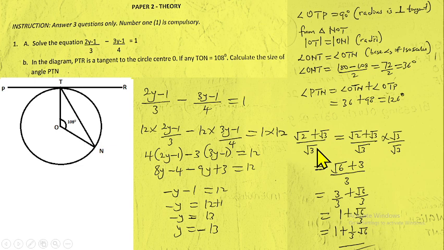So root 3 will multiply up and down, that we are having here. Root 3 times root 3 will give us 3. Root 3 times 2 gives us root 6. Root 3 times root 3 will give us 3. That means you are left with root 6 plus 3 over 3.